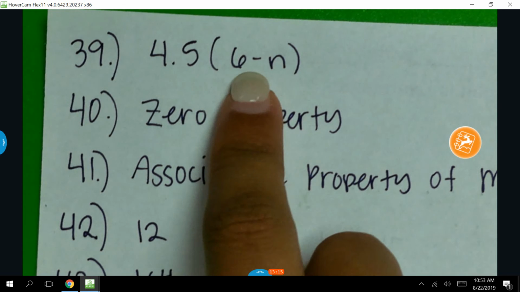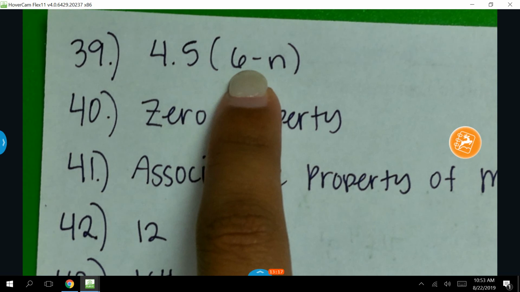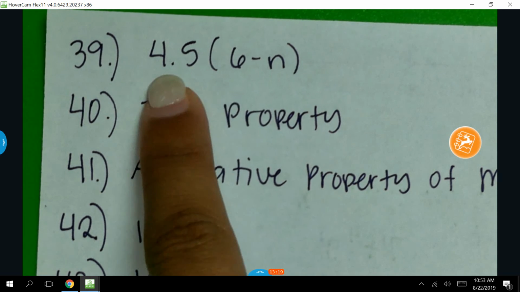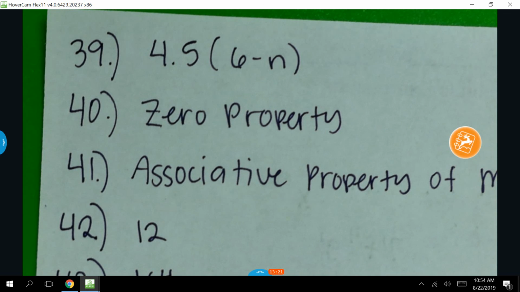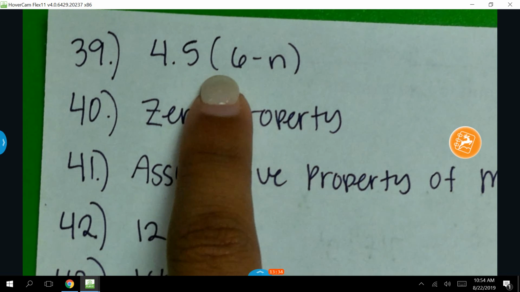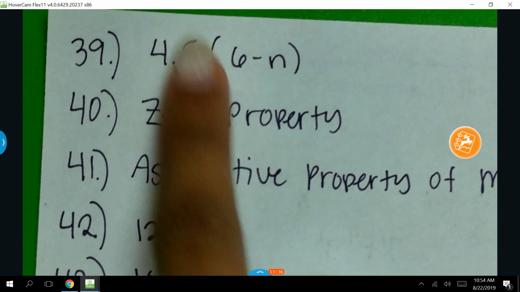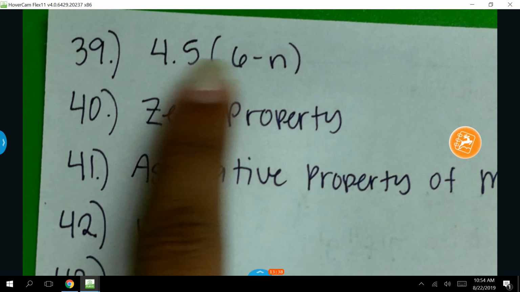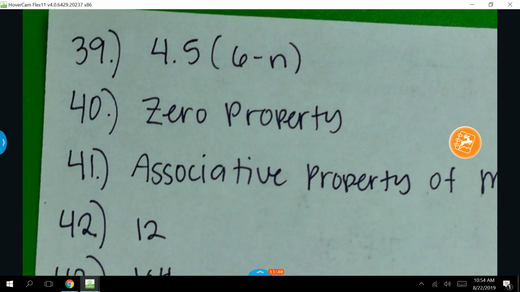So the difference of 6 and a number would be 6 minus n, and then the product of that means you're multiplying it by 4.5. Are those parentheses important? Yes. If you don't put those parentheses there, then it doesn't mean the same thing. Because without the parentheses, you would think to multiply the 4.5 times 6 first and then subtract. But that's not the case. They want you to subtract first and then multiply. So you have to put that in parentheses.